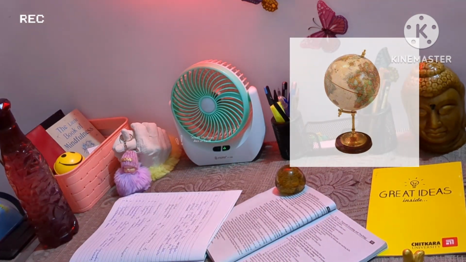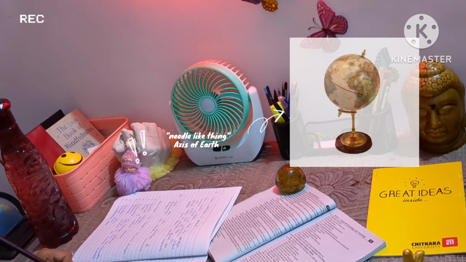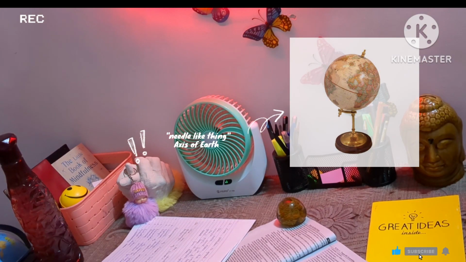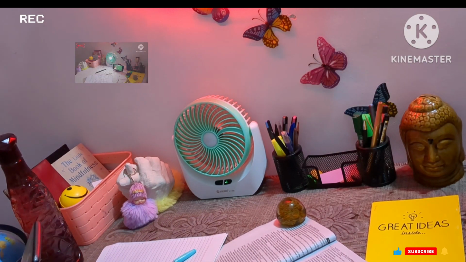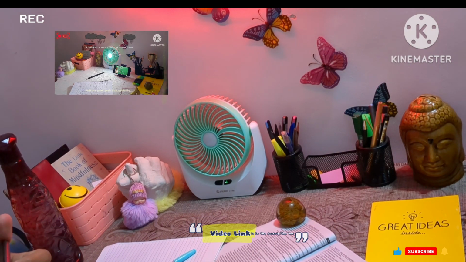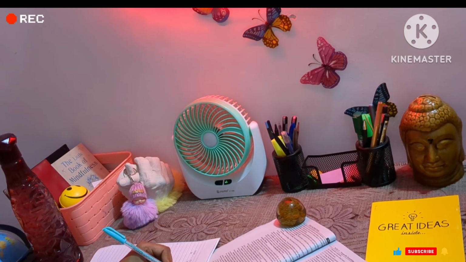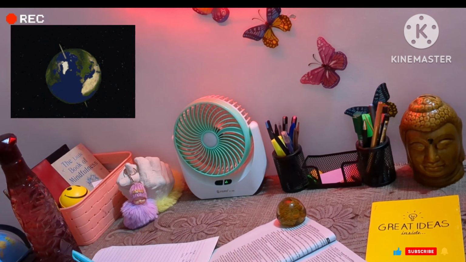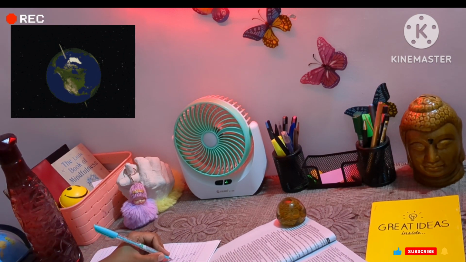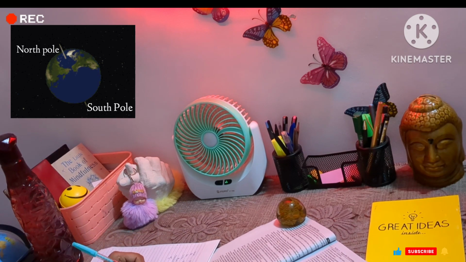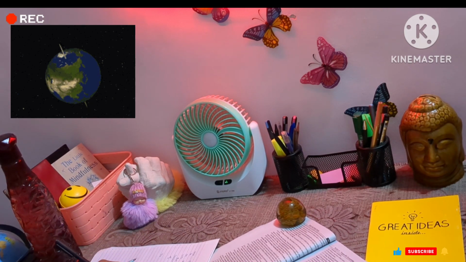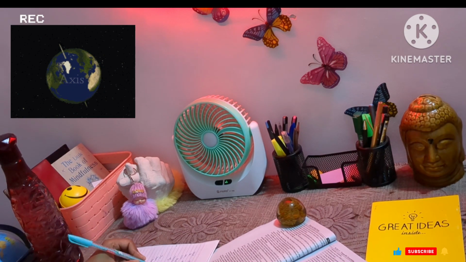As you can see on the globe, a needle-like thing is passing through the globe in a tilted manner, which is called its axis. If you watched my previous videos, we have discussed this briefly, so I assume you know what I am talking about. Anyways, come to the point: in the globe you see that the needle is passing through two poles, North Pole and South Pole. But remember that the real Earth has no such needle, it moves around its axis, which is an imaginary line.